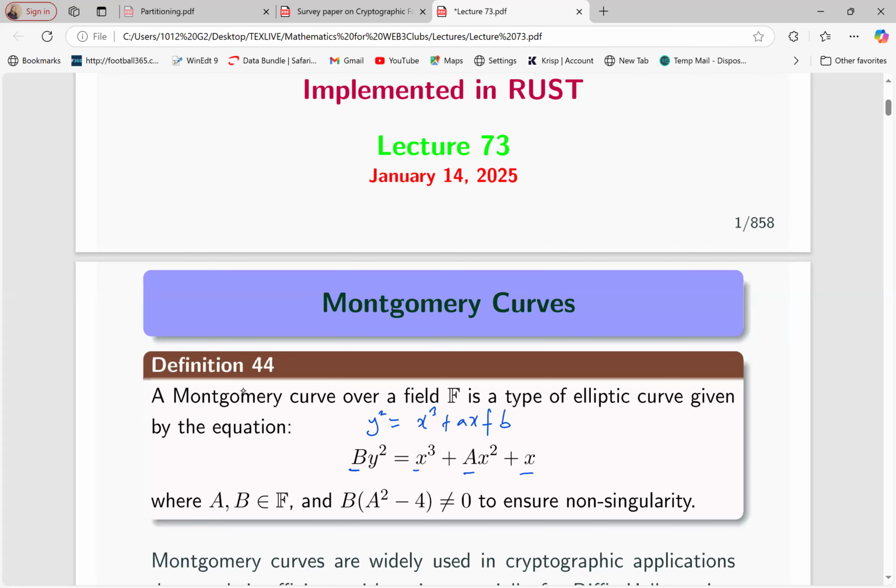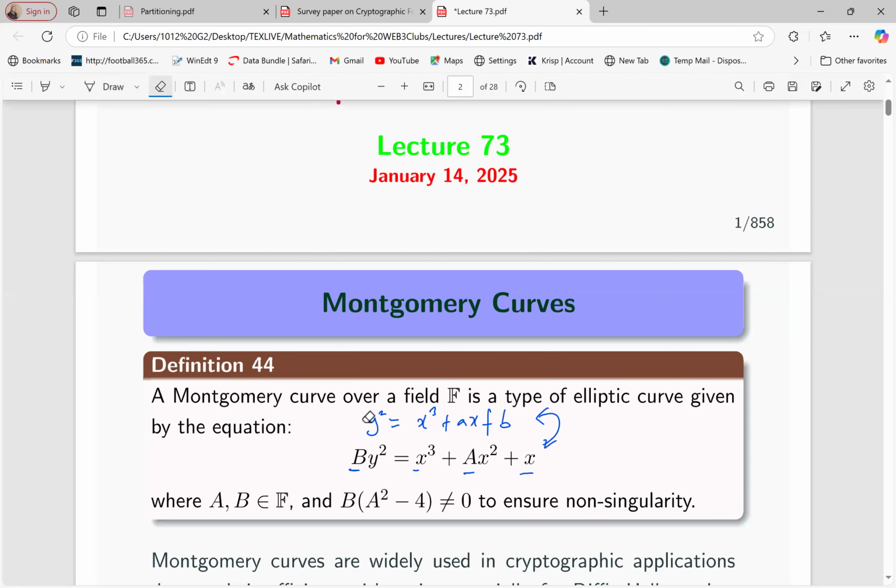And what is interesting as we go forward is how do we convert from one to the other? Supposing we want to use the Montgomery form and we have the short Weierstrass, how do we convert from this short Weierstrass to Montgomery and from Montgomery back to short Weierstrass? So that is the most important thing that we'll be looking at today. But of course, the question is this. This is a question for the Montgomery curves.